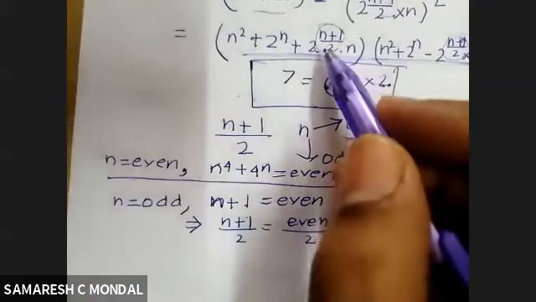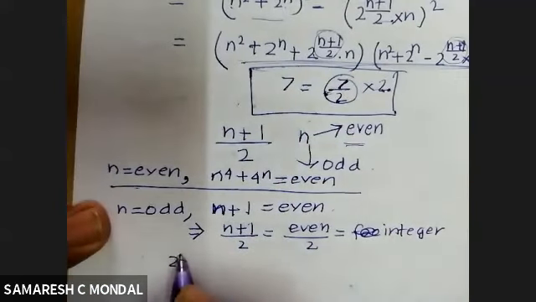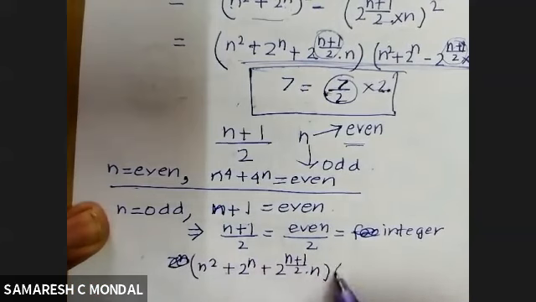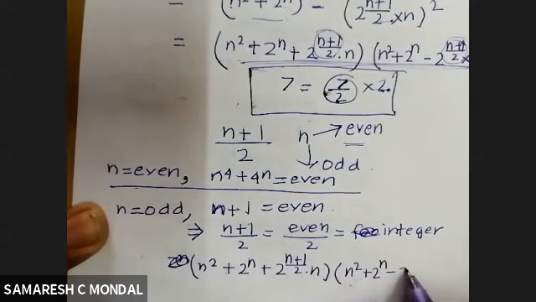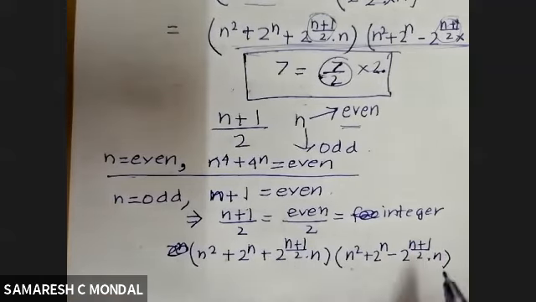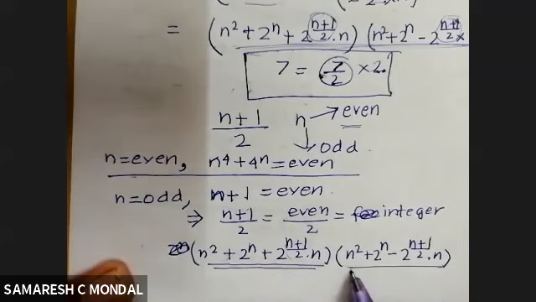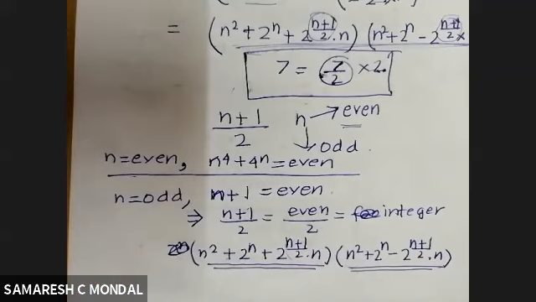If n is odd, then we write n square plus 2 to the power n, plus 2 to the power n plus 1 by 2 into n, and n square plus 2 to the power n minus 2 to the power n plus 1 by 2 into n. This 2 to the power n plus 1 by 2 will be an integer, and if it is an integer, we are able to express this as a product of two integers when n is odd. When n is even, no issues, that is called trivial. Trivial means it's sure, it's bound to happen. When n was odd, we had a problem, so we expressed this as a product of two terms.